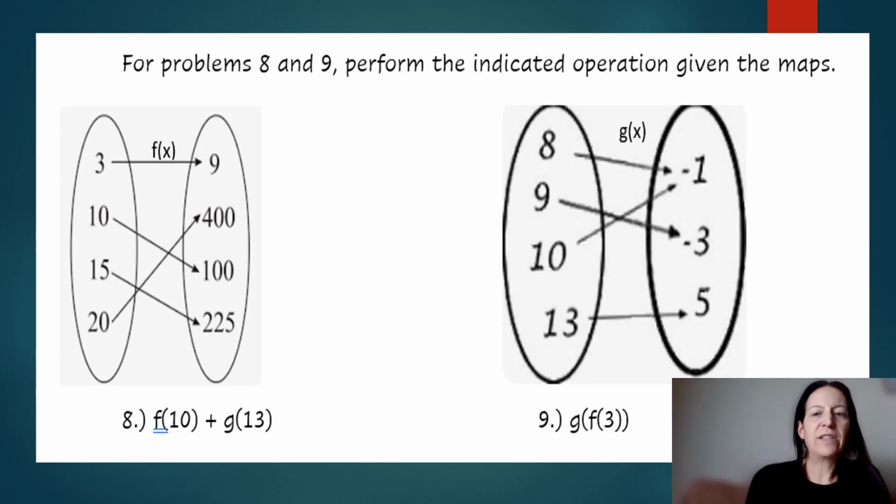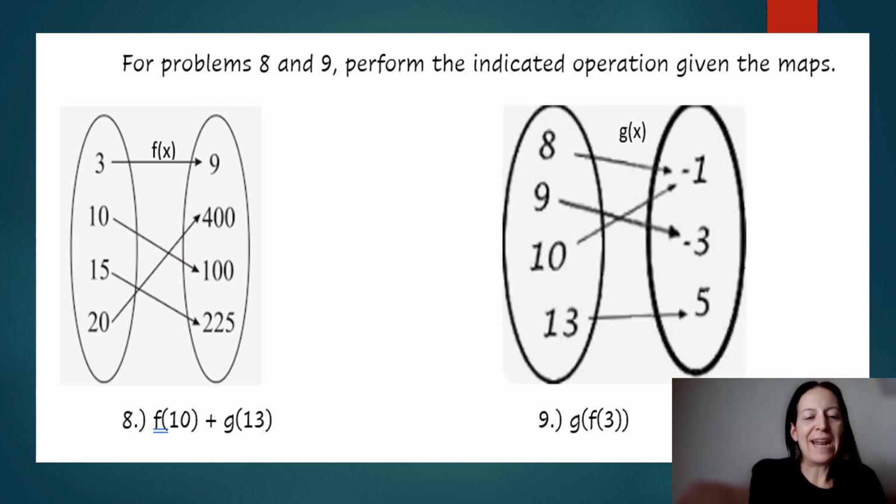One of the benchmarks this year is that you need to be able to carry out function operations with things other than just equations. If the function is represented on a table or on a map or a set of ordered pairs, just different ways that a function can be represented, you need to be able to interpret those. So on your at-home test, you're going to see some tables, and on your in-class test, we're going to give you some maps. So on numbers 8 and 9, perform the indicated operation given the maps.